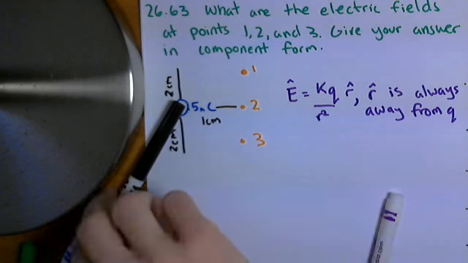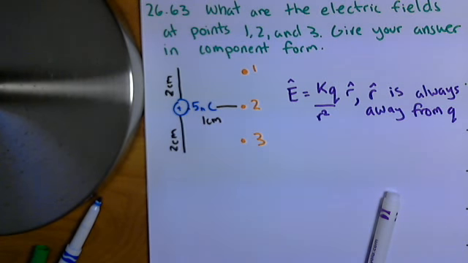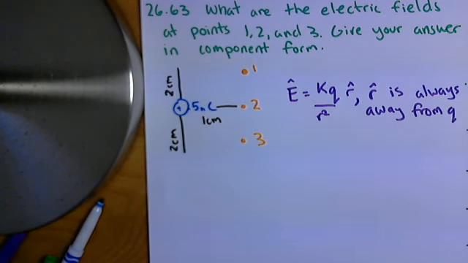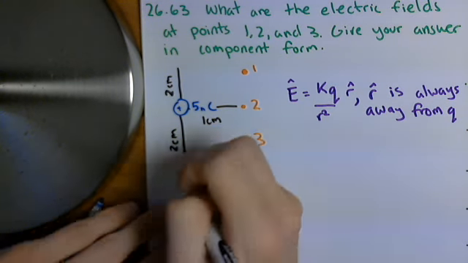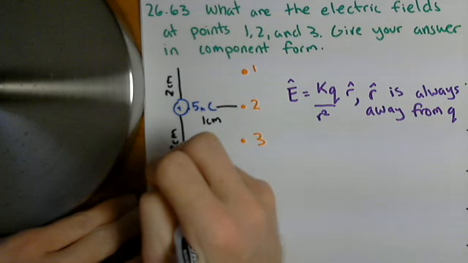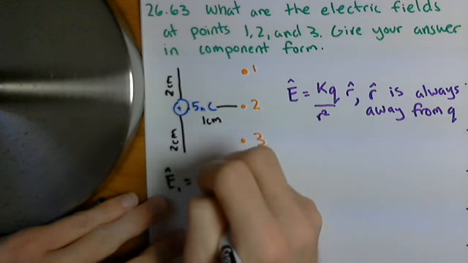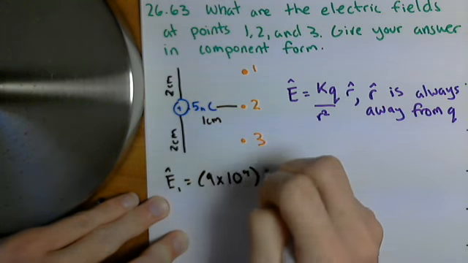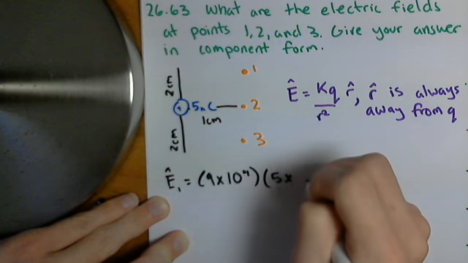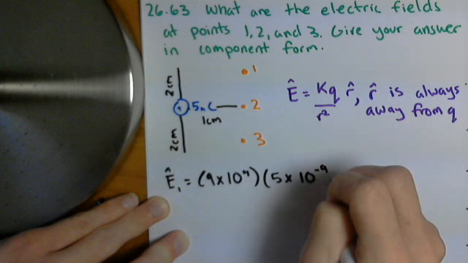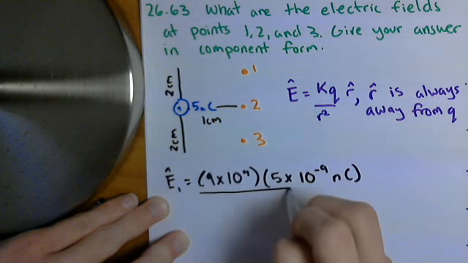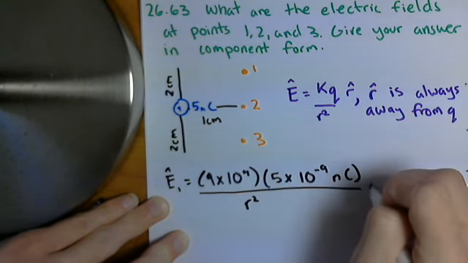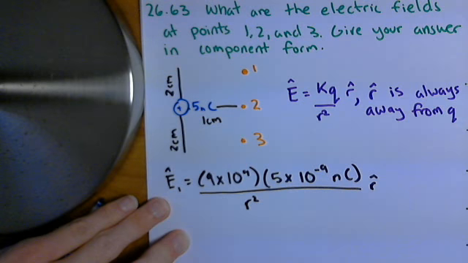Now we want to find the electric field at point 1. We'll first plug the numbers into the equation. So we will have E1 equals 9 times 10 to the 9th times 5 times 10 to the negative 9th coulombs over R squared and R hat. So what is R squared?